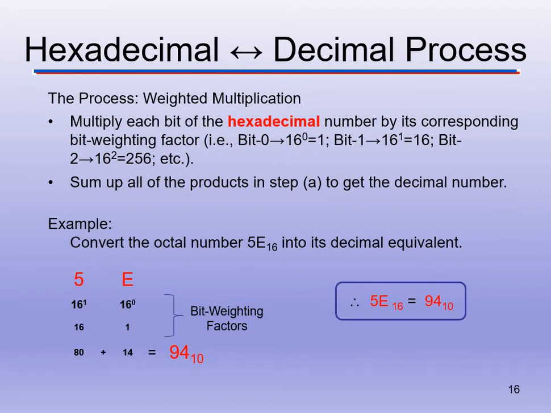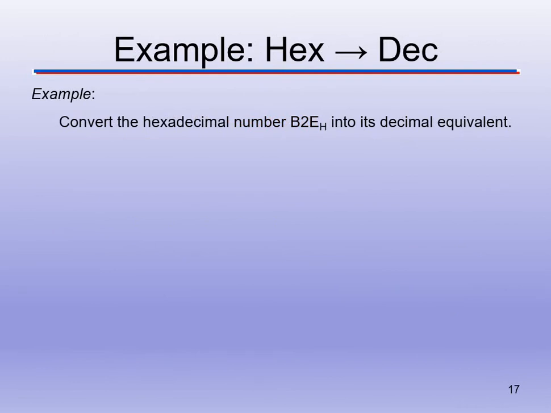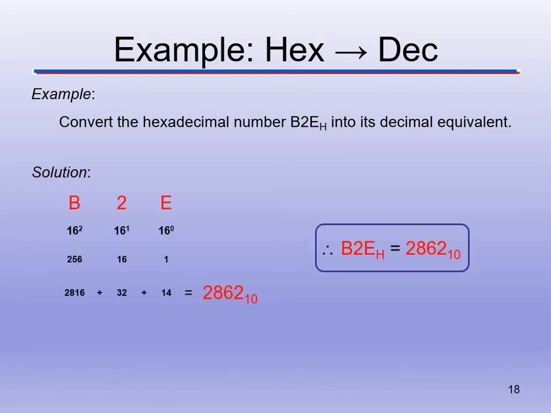Okay? Alright, so you guys, why don't you pause the video, try to do this example, and then when you unpause it, we'll be working it out together. Alright, so we have the hexadecimal number B2EH, and we want to send that to its decimal equivalent. Alright, so we're going to take 16 to the 0 times E, 16 to the first times 2, and 16 squared times B. Alright, so we're going to work this out. So remember, E is equivalent to 14, B is equivalent to 11 when we work through this.